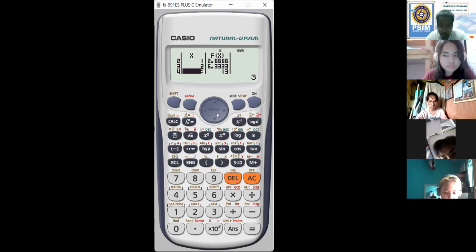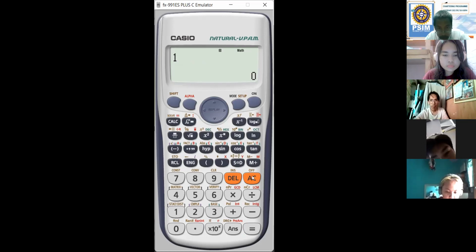Okay, I know it. The value of x must be 1.2. So we can verify it this way. Start at 0, for example, and then end at 1.2, and then step 0.6, for example.